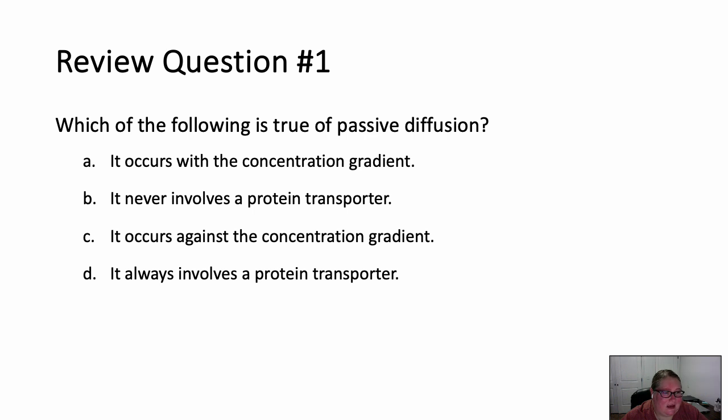Okay, so that leaves A and C. It's either it occurs with or occurs against. So passive transport or passive diffusion is going to be A.